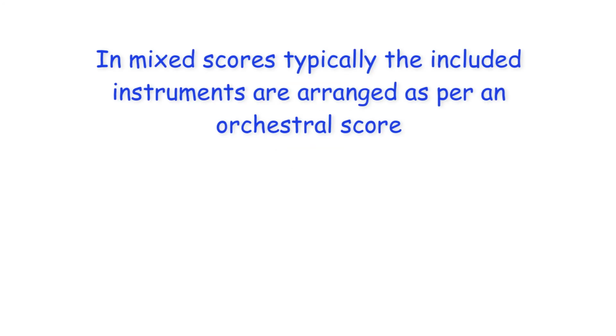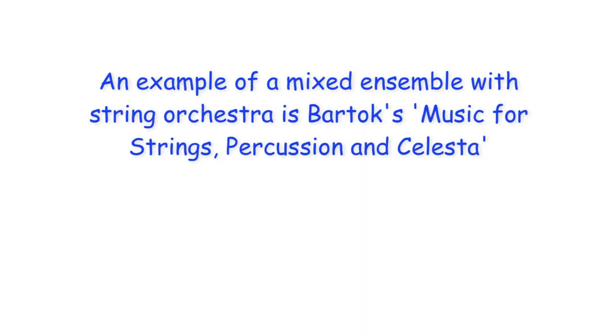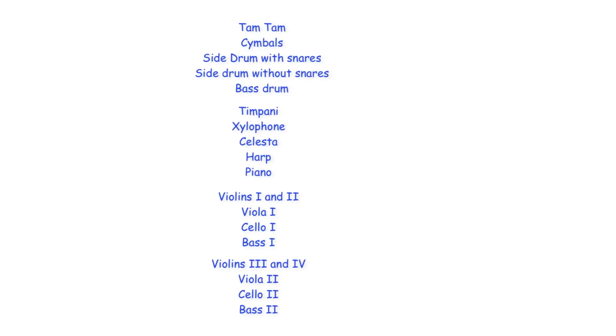In mixed scores, typically the included instruments are arranged as per an orchestral score, but if a piano or string quartet or string orchestra are included, they are written at the bottom of the score. An example of a mixed ensemble with string orchestra is Bartók's music for strings, percussion, and celesta. Here, although Bartók specifies the distribution of the strings, they are always located at the bottom of the score. The xylophone, celesta, harp, and piano are located between the strings and the timpani, while the other percussion is here written above the timpani.